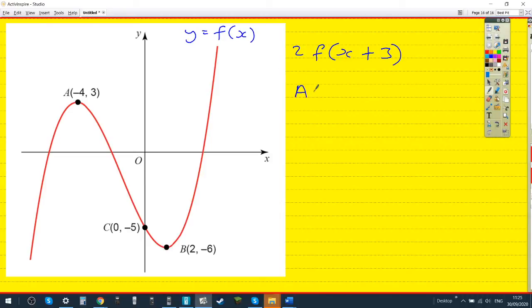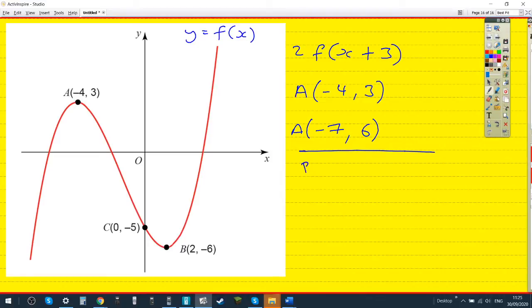Okay, so what's gonna happen to A? It becomes -7, 6. Okay, let me think about this, because I think BIDMAS is involved here. Maybe you're right though. So you multiply all the y coordinates. Yeah, I think that's right.